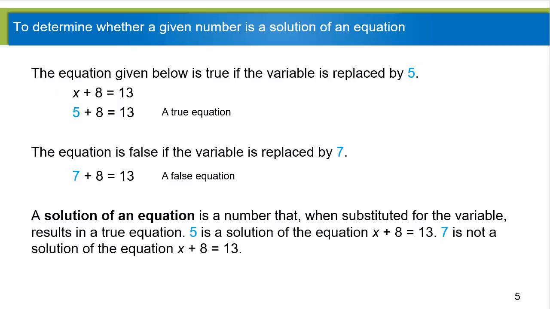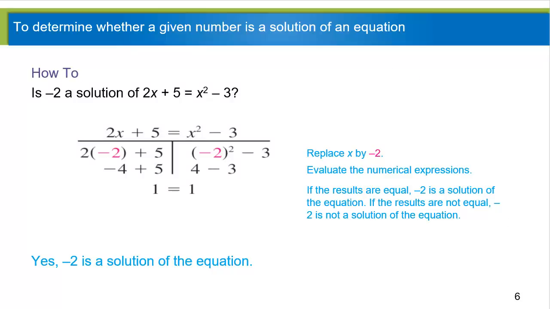Okay, so here's a simple example. We can see that 5 makes the equation true, 7 makes it false. Obviously, 5 is a solution of the equation, and it's actually the only solution for this one because this equation only has one solution. So we're just reminding ourselves of some of the basic properties.